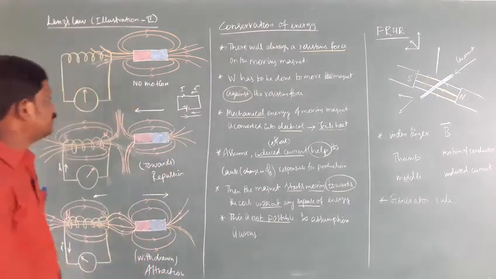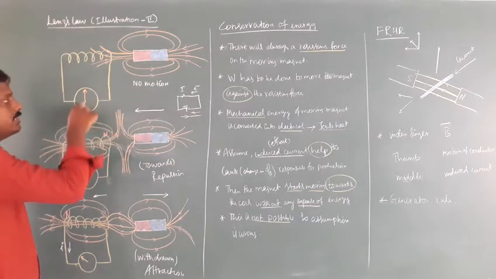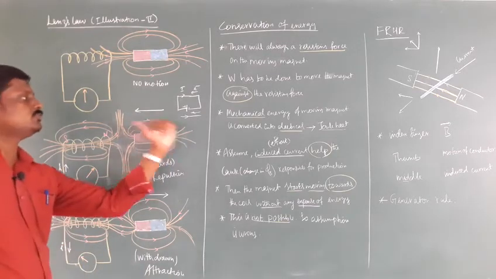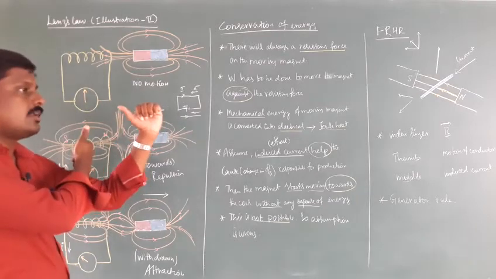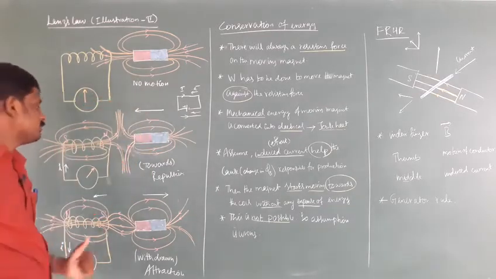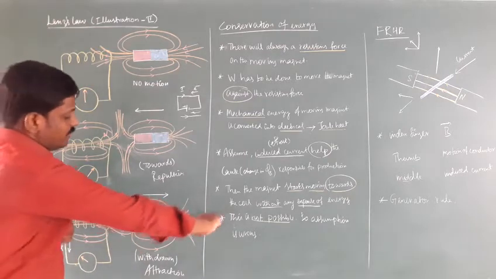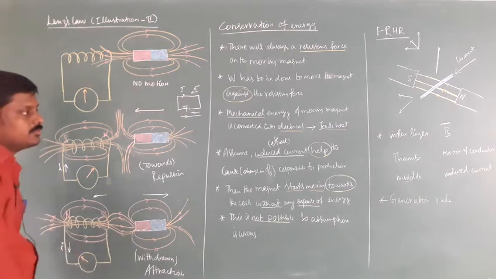Initially the bar magnet is at rest, so the galvanometer shows zero deflection. When I move towards the coil, the deflection should be in the opposite direction, because cause and effect are in opposite directions according to Lenz law. Again, when the bar magnet is moving away from the coil, the direction of deflection is also opposite.